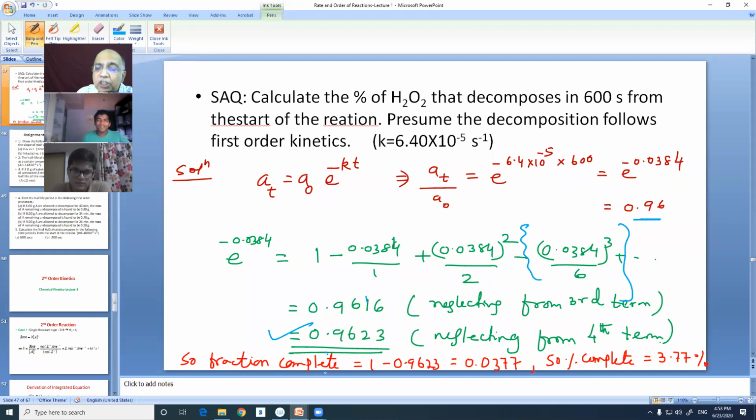So if the fraction remaining is 0.9623, then what fraction is completed? It is 1 minus this. So only 3.77% of the reaction is complete, because the rate constant is so low, the reaction is taking place so slowly that even in 600 seconds, only 3.77% is over and 96.23% is remaining, not reacted. Is it okay? Will you go to the second order?